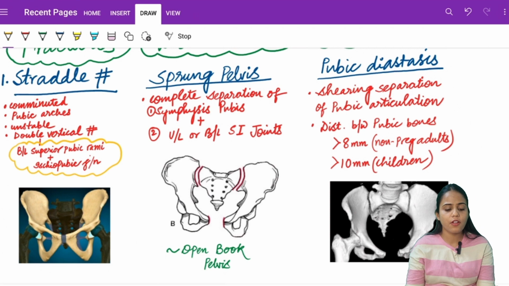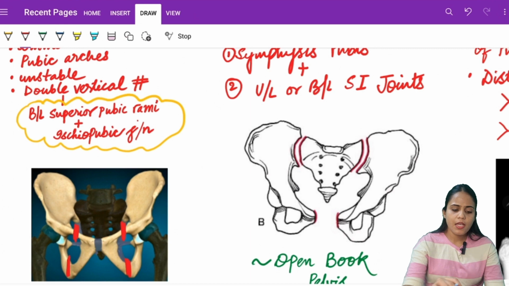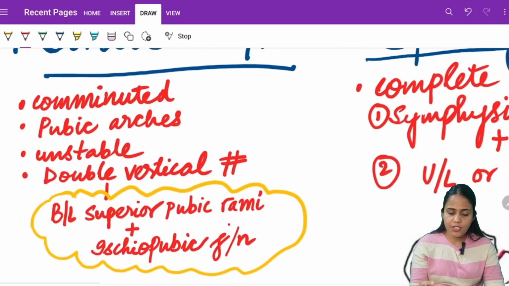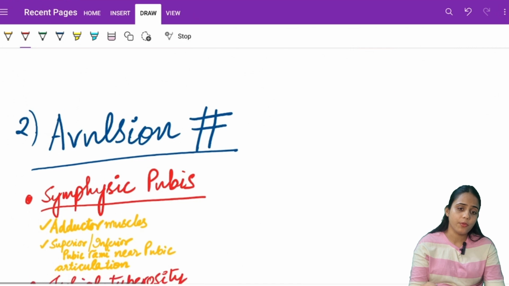So what is the involvement? There is fracture of the bilateral superior pubic rami and the ischiopubic rami. Again here, superior pubic rami and the ischiopubic rami. It is an unstable fracture. It is usually comminuted, involving the pubic arches. Any other fracture? Yes, we get avulsion fractures in the pubis also.